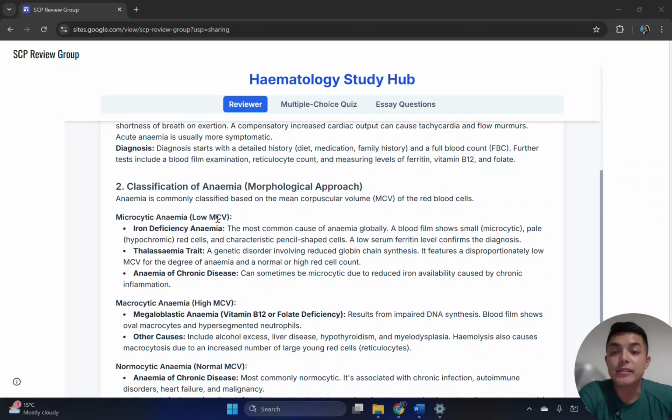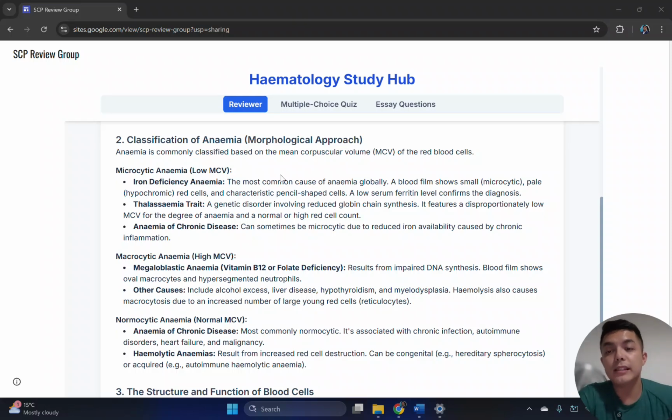Next is the diagnosis. It starts with a detailed history, which will include diet, medication, family history, and one good indication is your activity, your social history, and a full blood count, an FBC. Further tests include blood film examination, reticulocyte count, and measuring levels of ferritin, vitamin B12, and folate, because it might be just deficiencies in these micronutrients.